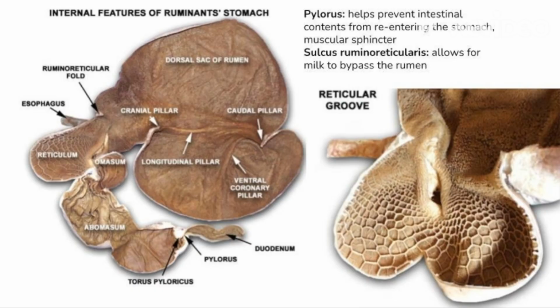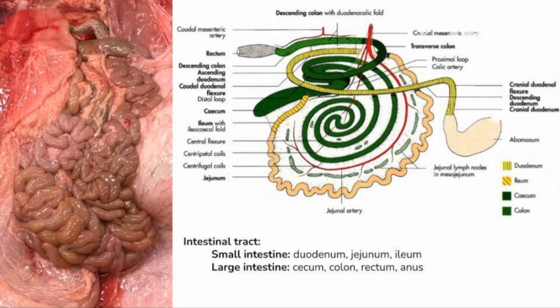In calves, they use the sulcus reticulorumenalis. This is a groove in which milk bypasses the rumen because it does not need to be fermented, and it goes straight into the abomasum. Both suckling and copper sulfate trigger this groove to close. Then it would enter the pylorus.